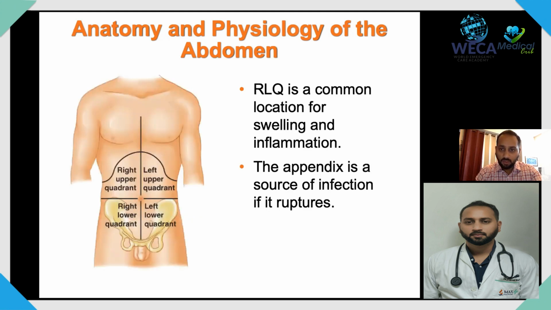Again, here we are showing the 4 quadrants of the abdomen. The right lower quadrant is most commonly the location for swelling and inflammation. The appendix lies here, which can cause infection if it ruptures due to blunt trauma.